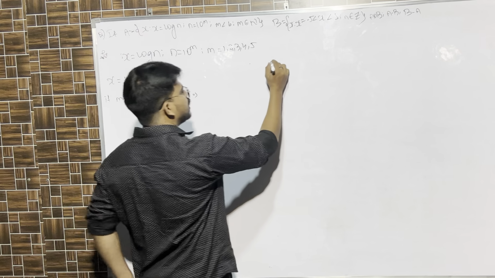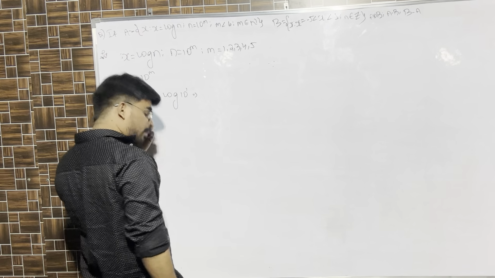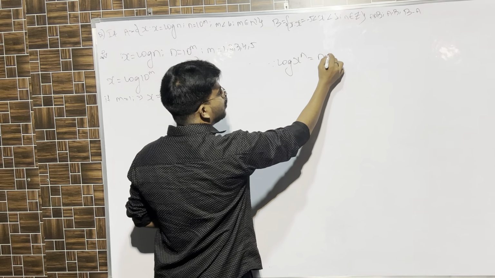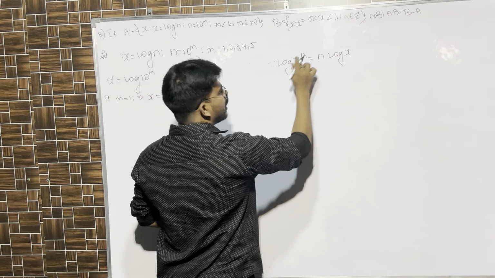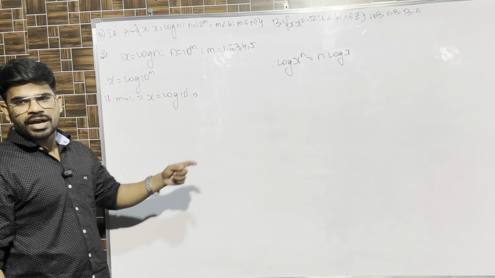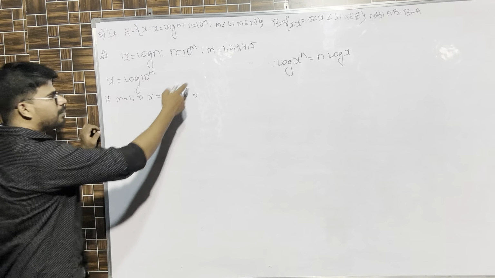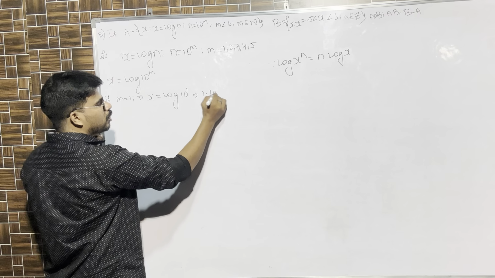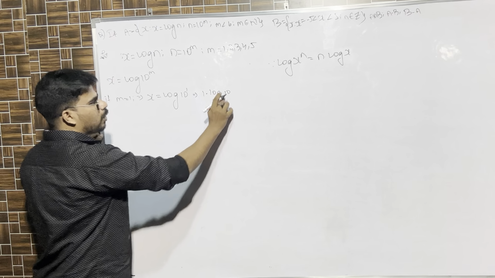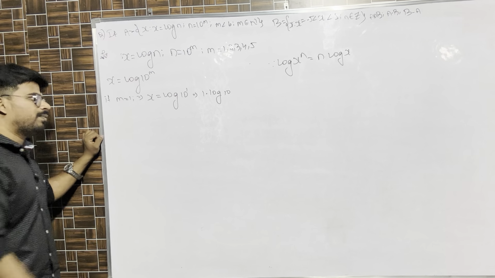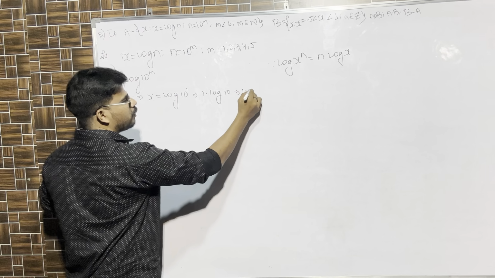One formula in the real numbers we have discussed: log x power n is equal to n log x. Whatsoever is there in the power of x, we have to bring that in front. So 1 will come here, it will become 1 into log 10. Now what's the value of log 10? Log 10 value is 1. 1 into 1 is nothing but 1.